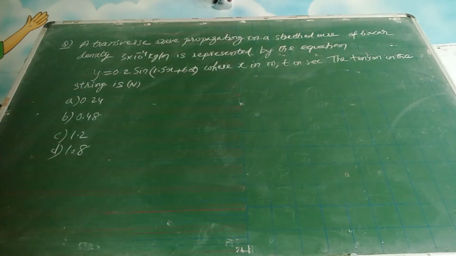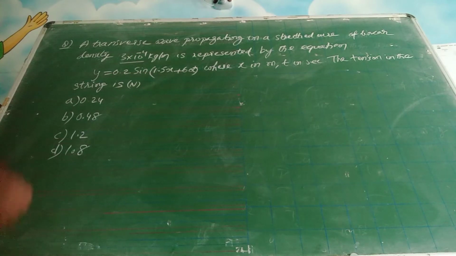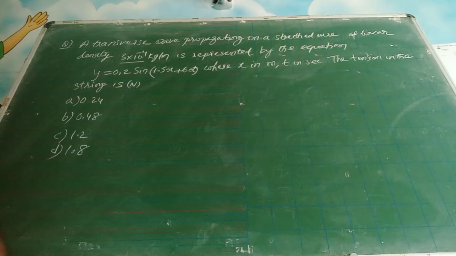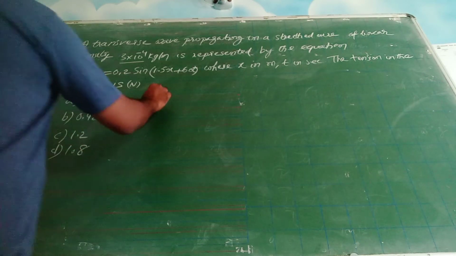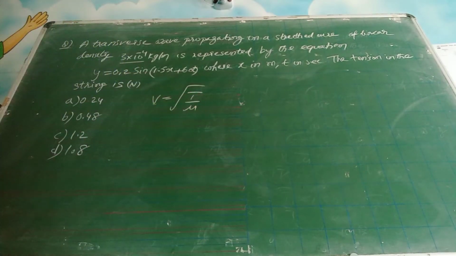See this question. A transverse wave propagating on a stretched wire of linear density 3 into 10 to the power of minus 4 kg per meter is represented by the equation y is equal to 0.2 sine of (1.5x plus 60t), where x is in meters and t is in seconds. The tension in the string is. So we have to find the tension in the string. See, what is the speed equation? One is root over T upon mu, where T is the tension and mu is the linear mass density.